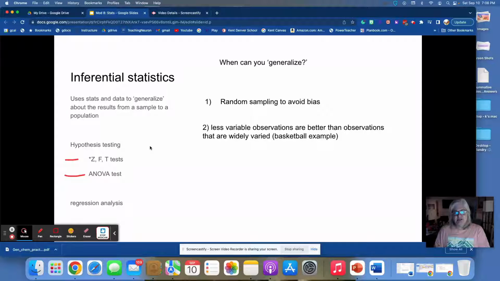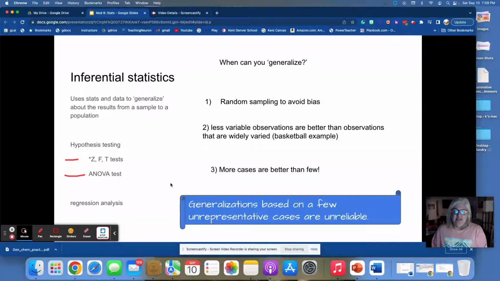So the basketball example is in your textbook. Imagine a basketball player and we're counting his scores for different games. And let's say that every game is very different. Well, I can't really use that to infer how well he's going to do in the next game or predict. But if my observations of his games are very similar, then it is better. And finally, the more cases, the better. So bigger sample size is always the way to go if you can. It does cost more money, but the key to remember is that generalizations based on a few unrepresentative cases are absolutely unreliable, and you cannot use them.